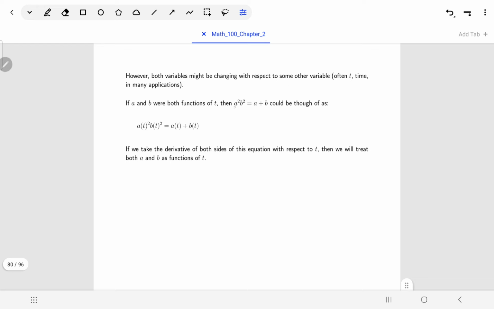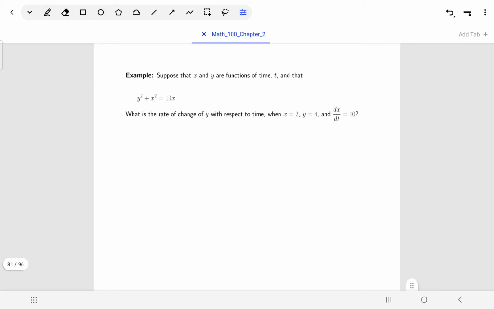So if we're looking at the equation a squared b squared equals a plus b, if they're both functions of time, for example, then you might have something like a squared of time times b squared of time equals a of time plus b of time. That means that if we're doing the derivative of this equation, for everybody, whether it's A or whether it's B, we're going to need to use chain rule because there'll be a derivative of A with respect to time and there'll be a derivative of B with respect to time. And so that's the whole idea of related rates, is that you might have an equation with x's and y's or a's and b's, but they're related to some third thing. And in most of the applications we look at, that third thing will be time.